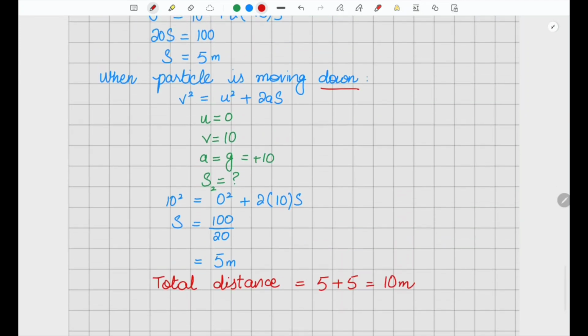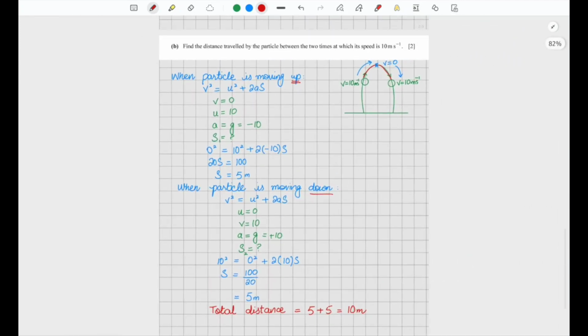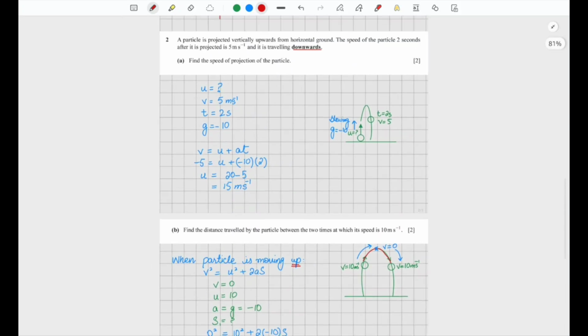Okay, so this is all about your question number 2. This is part B and this is question 2 part A.